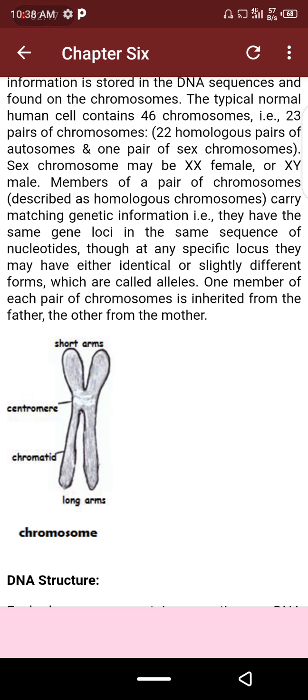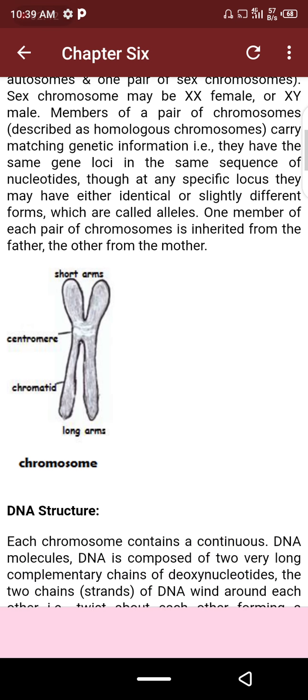Now I am coming to discuss with you genes at a specific locus that may have either identical or slightly different forms, which are called alleles. So what is called an allele? Alleles are the parts of a gene which are present on a specific part of a chromosome and show one similar characteristic. One member of each pair of chromosomes is inherited from the father, the other from the mother.